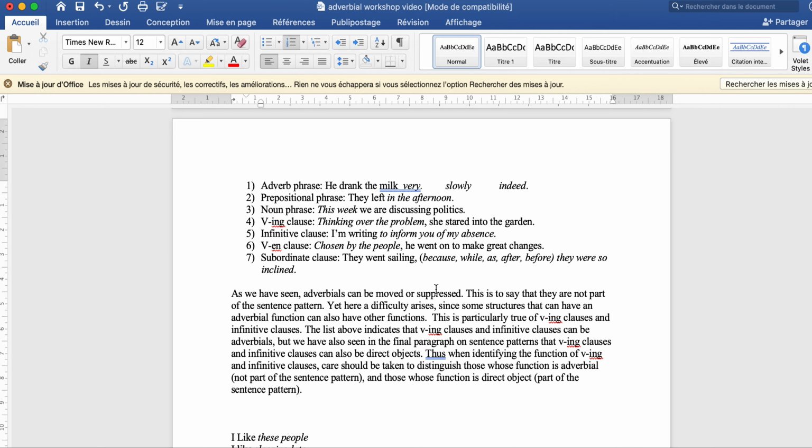Okay, so here I'm just giving you examples of types of subordinators, right? It's kind of good to have a few examples in your head, and I can say, oh, they went sailing because they were so inclined, while they were so inclined, as they were so inclined, after they were so inclined, before they were so inclined. These are words that subordinate the following words, or the following, you could say, proposition, which would have been a sentence. They were so inclined, and it makes this a subordinate clause. So we're just going to call that a subordinate clause.